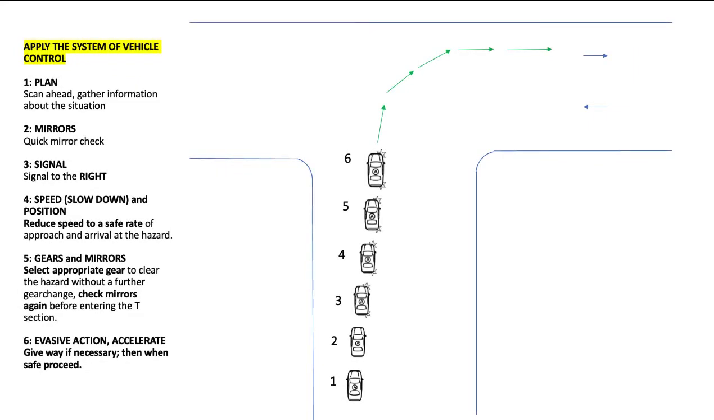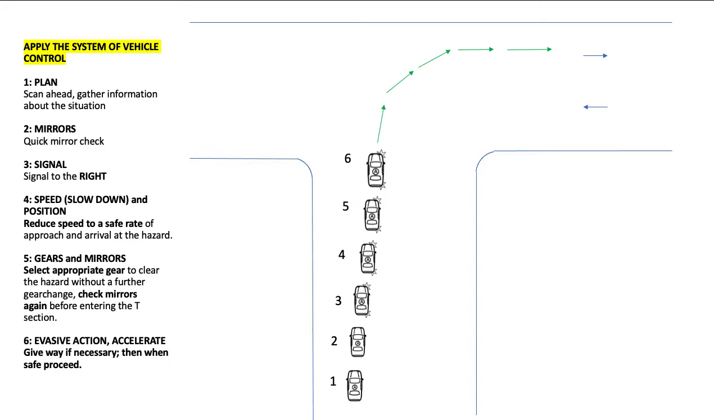Apply the system of vehicle control. Step 1. Plan ahead. Gather the information about the situation. Are there any signs, signals, and markings that are telling me anything I need to know, for example? Number 2, do a quick mirror check. What's happening behind me? Number 3, signal to the right. Let everyone know where you're going.